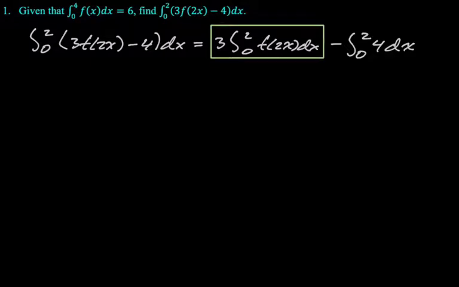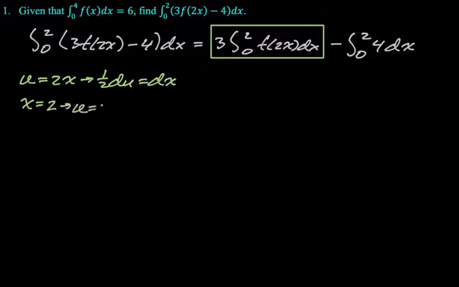So here, the 3 is just going to hang out. It's really the integral part. So instead of f of 2x, I'm going to say f of u, right? So u is going to be 2x, which means that 1/2 du is dx. And we have to change the bounds. So if x is equal to 2, that means u is equal to 2 times 2, which is 4. If x is equal to 0, then u is equal to 2 times 0, which is still 0. So we can totally transform this given integral into a new integral that goes from 0 to 4.